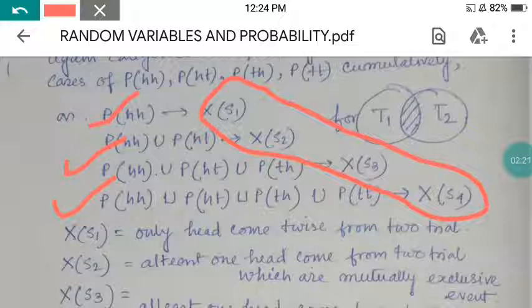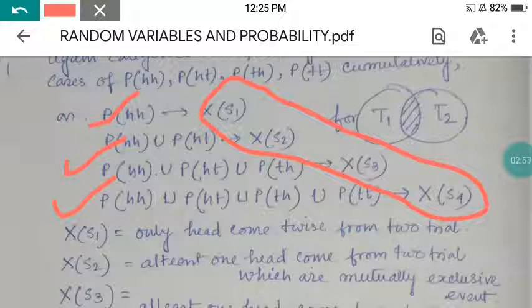The third point we have taken, that is P of HH, P of HT and P of TH. So in these three cases at least one head you can see, for the first case, for the second case, for the third case. So it is X of S3, and the last one is the union of all the different probability points after tossing twice, that is P of HH union P of HT union P of TH union P of TT. So if all these union values are summed together, it will give the new value of X of S4.